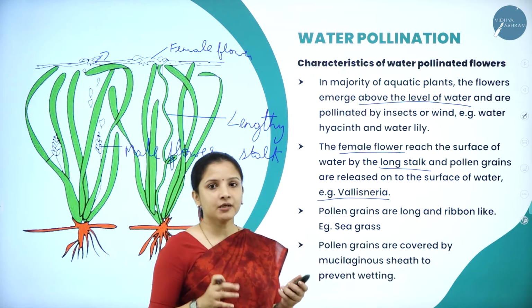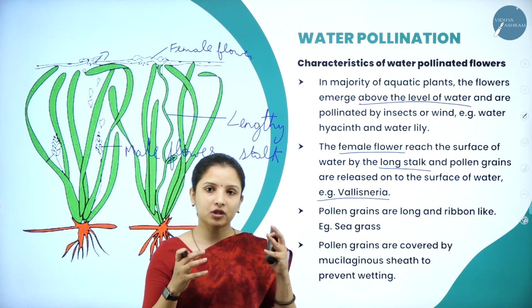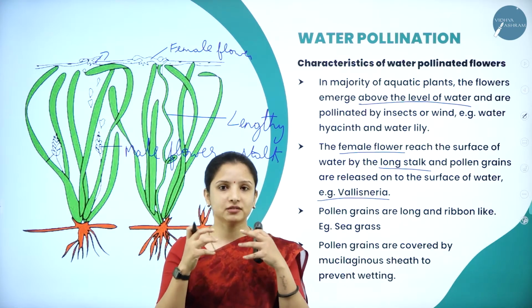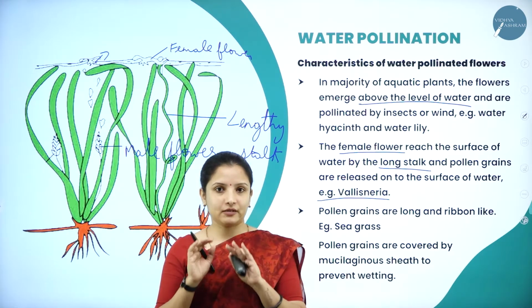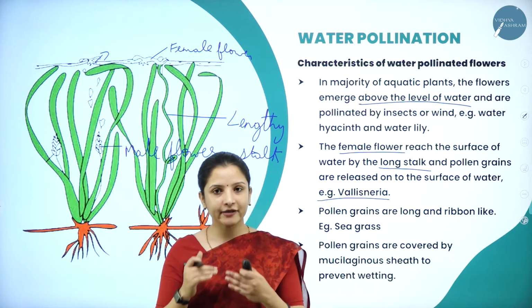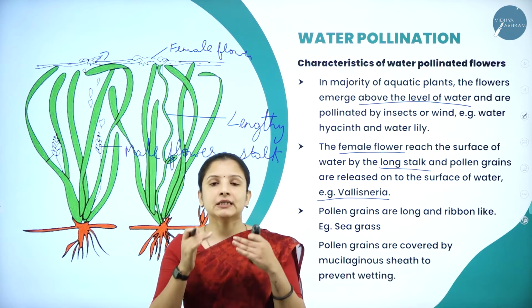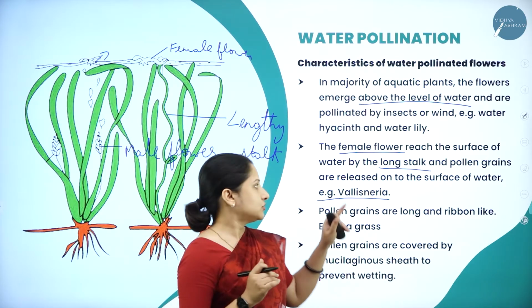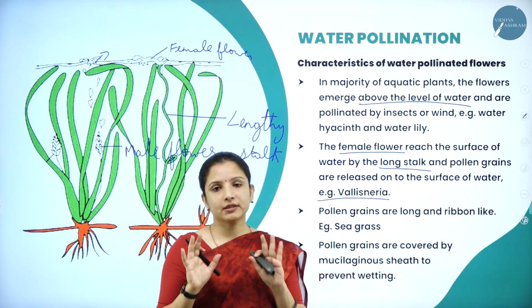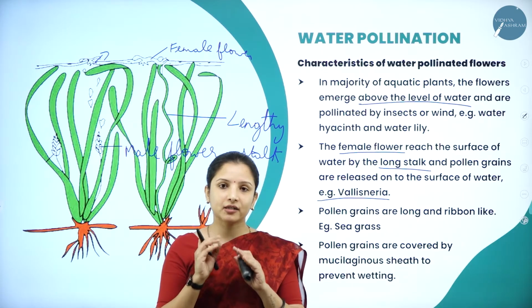And not just that, since the pollen grains in water pollinated flowers are always in water. Why? Because water pollinated flowers occur in hydrophytes. They are the plants that dwell in the water, right? So always the pollen grains will be exposed to the water. They are in the water.